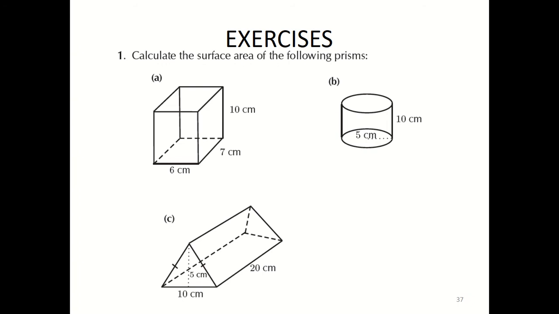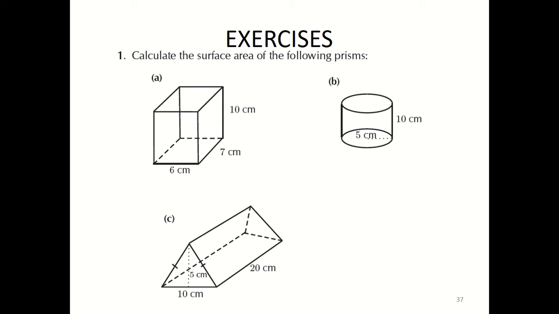Good morning, guys. We're going to be calculating the total surface area of these three prisms here. All right, the first prism is a rectangular prism, the second one is a cylinder. Remember, a cylinder has a circular base, and we have a triangular prism which has a triangular base.